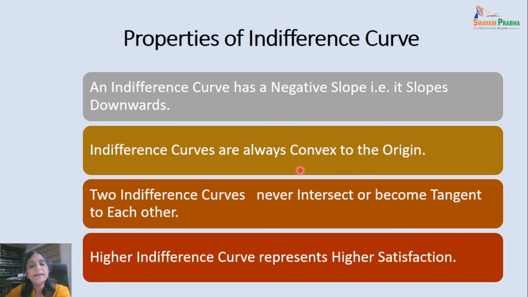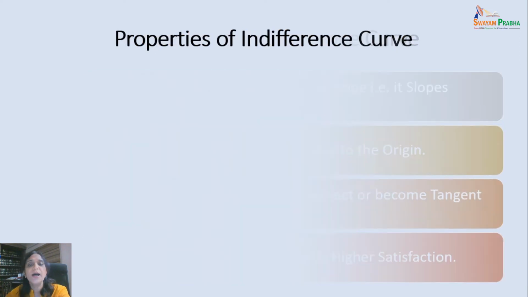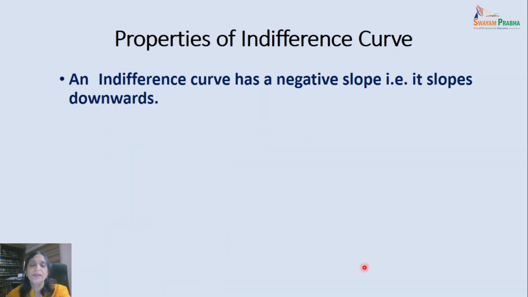Then a higher indifference curve represents a higher level of satisfaction, as we have seen in the indifference map. As you move outward or rightward, a higher indifference curve shows you a higher level of satisfaction. Now let us understand these properties in detail.